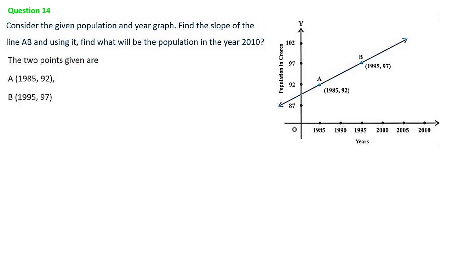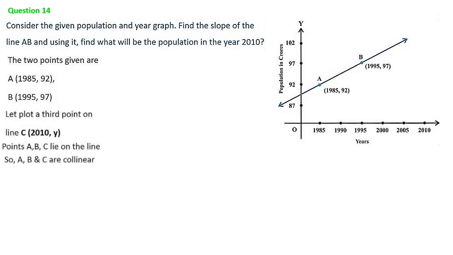Two points are given, A is 1985, 92, and B is 1995, 97. We have to find a third point C, which is 2010 and the corresponding y value, the population. We don't know the y value; that is what we are asked to find out. We have taken y as the population. 2010, y is the point C which is on the line. So the points A, B, C are on the same line, that means A, B, C are collinear.